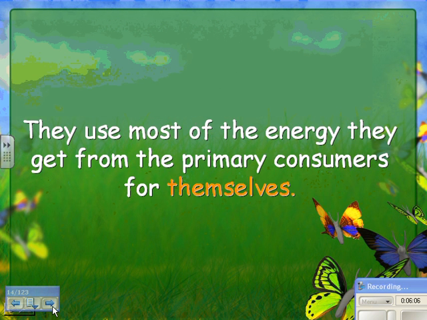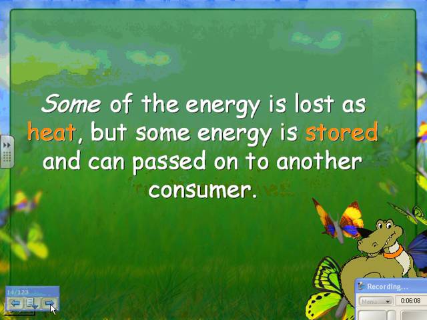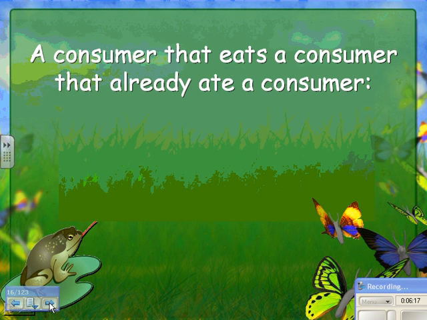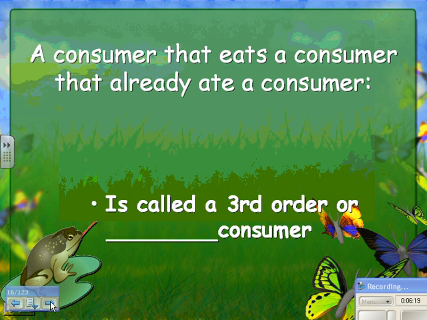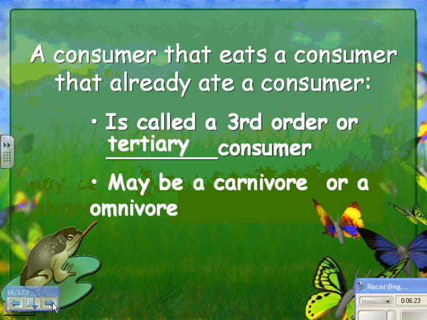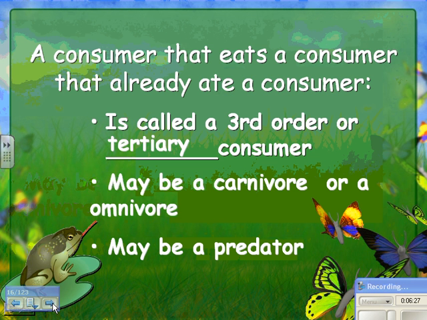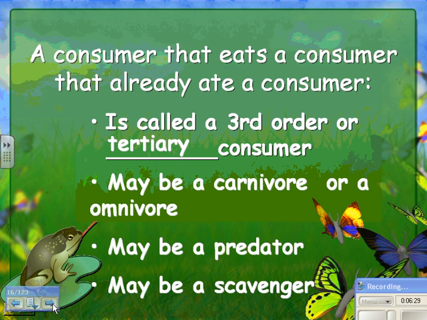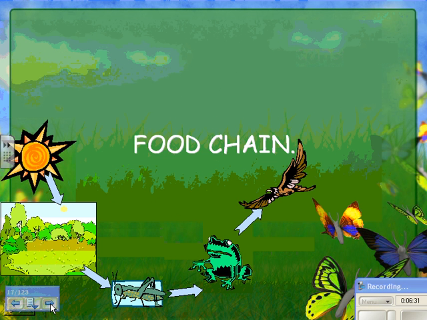So they use most of the energy they get from the primary consumers for themselves, but some of the energy is lost as heat, and some of the energy is stored and can be passed on to yet another consumer. So a consumer that eats a consumer that already ate a consumer is called a third order or tertiary consumer. That can be a carnivore or an omnivore, and again, it can be a predator or it can be a scavenger.